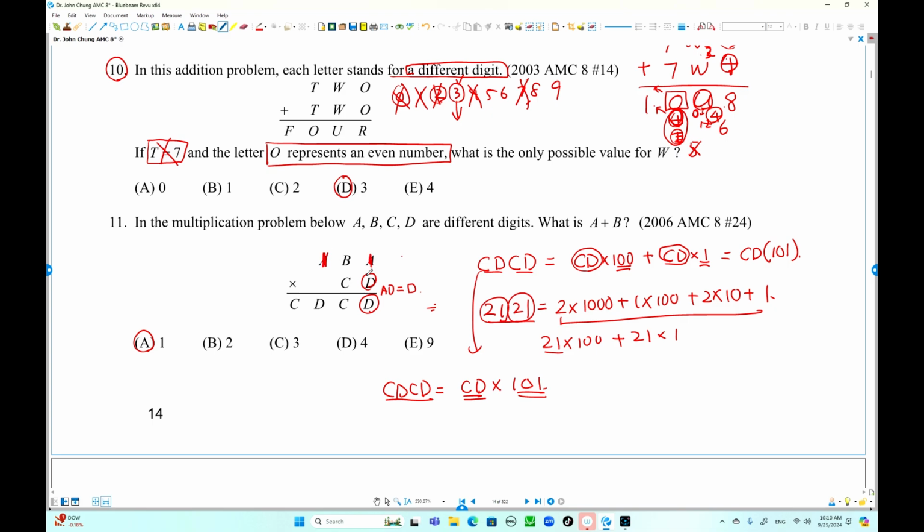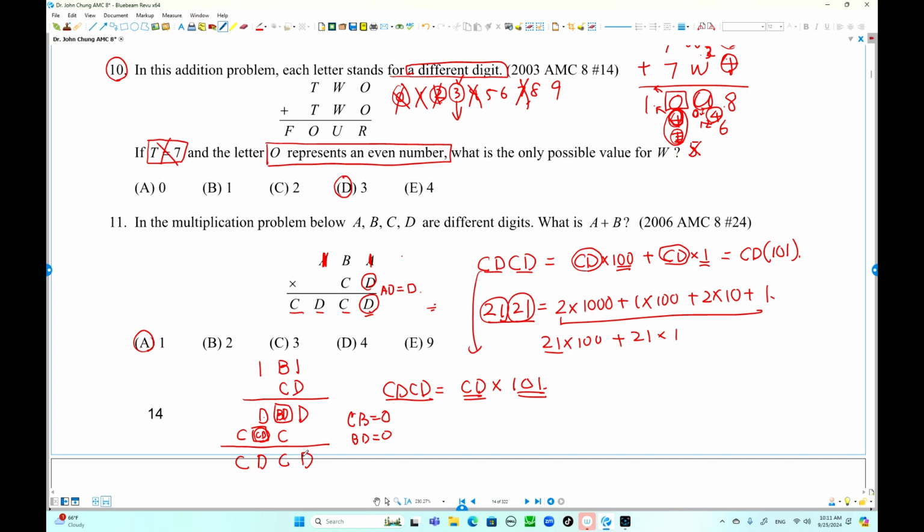The next one, try the next one. So 1B1 times CD, right? D times 1 is D. D times B is BD, the product of these two. D times 1 is D, because we have D there. C times 1 is C. C times B is CB. And C times 1 is C. When you add this, you get CDCD. This is just C, this is going to be D, so this one should be 0. C plus B must equal 0, so B times D also equals 0, right?